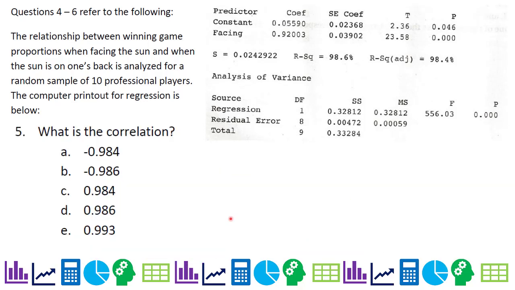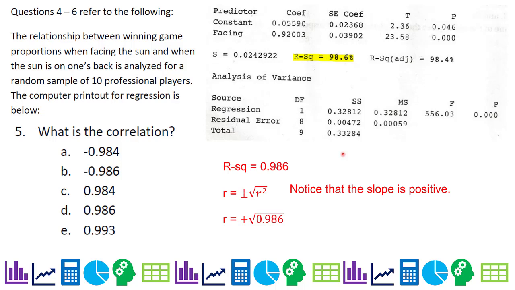Then they ask us, what is the correlation? Well, we know r squared here, right? And we know r squared is 0.986. Well, r, which is correlation, is plus or minus the square root of r squared. The reason I say plus or minus is r squared is always positive, but our slope could be negative. Here, our slope is positive, so we're going to have a positive square root, and we get 0.993.